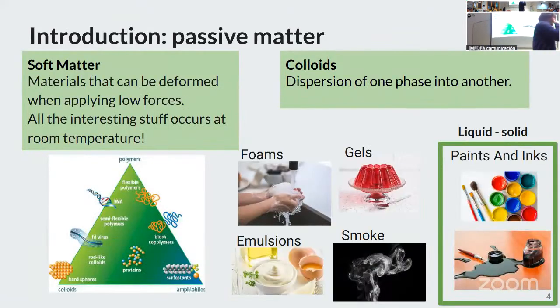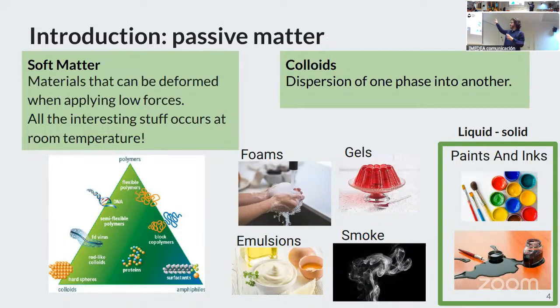So first, let's talk briefly about soft matter. There is a pretty simple definition of soft matter. It's just a material or substance that you can deform when applying low forces. For example, our flesh is soft matter. And there's a classification of soft matter. You have colloids, polymers, amphiphiles, proteins, macromolecules, all of that is included in soft matter.